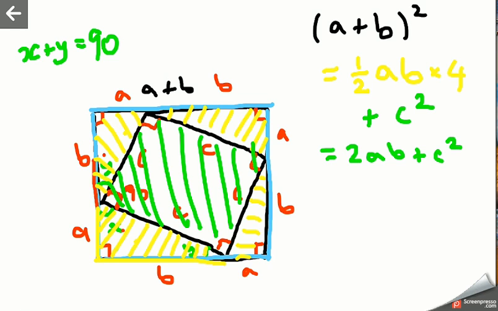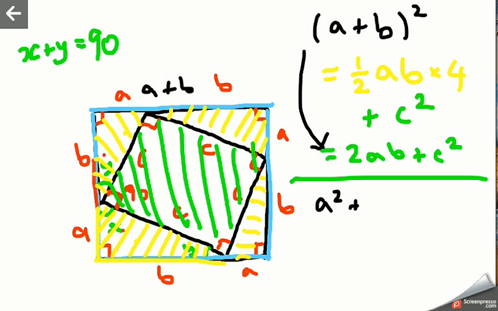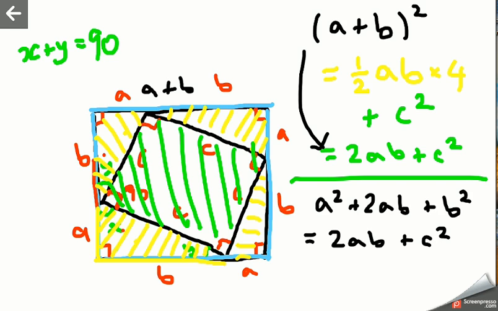Okay, so right now what we have is A plus B squared equals 2AB plus C squared. Well, let's expand this out. A plus B squared is equal to A squared plus 2AB plus B squared. And we know that this is equal to 2AB plus C squared. Well, now the result is obvious, because all we have to do is cancel out this 2AB by subtracting 2AB from both sides. And so finally, what we're left with is A squared plus B squared equals C squared.